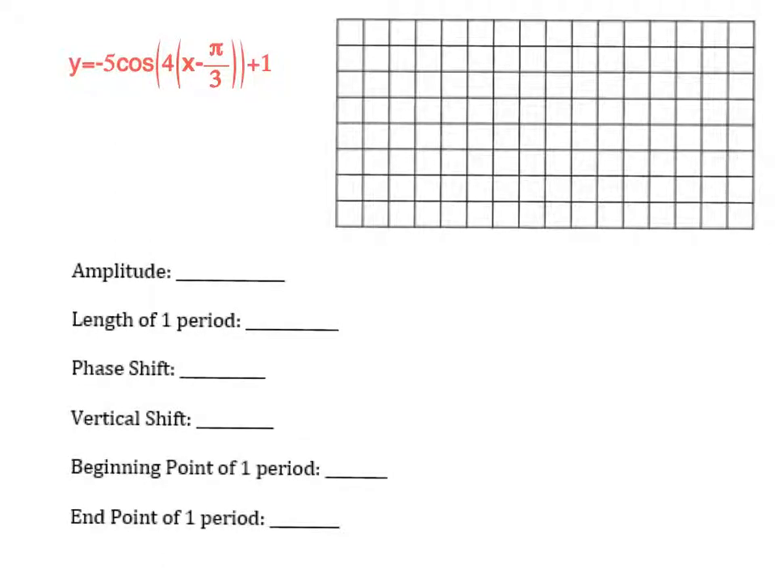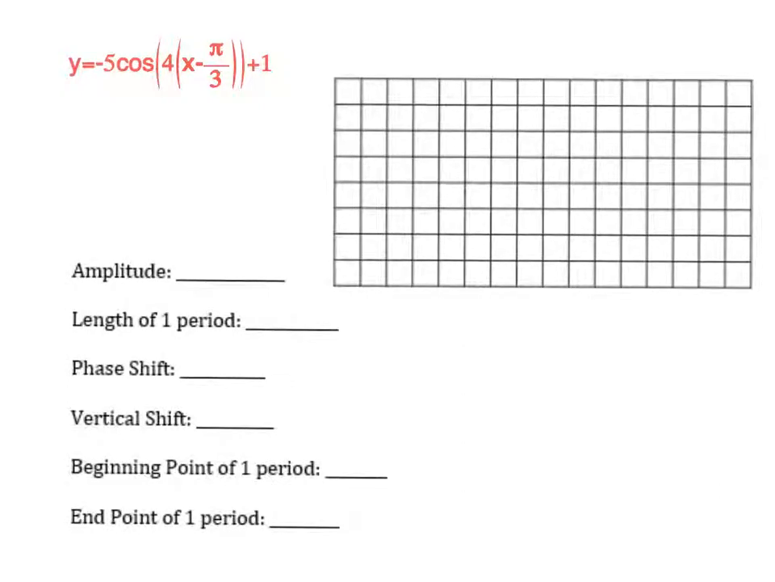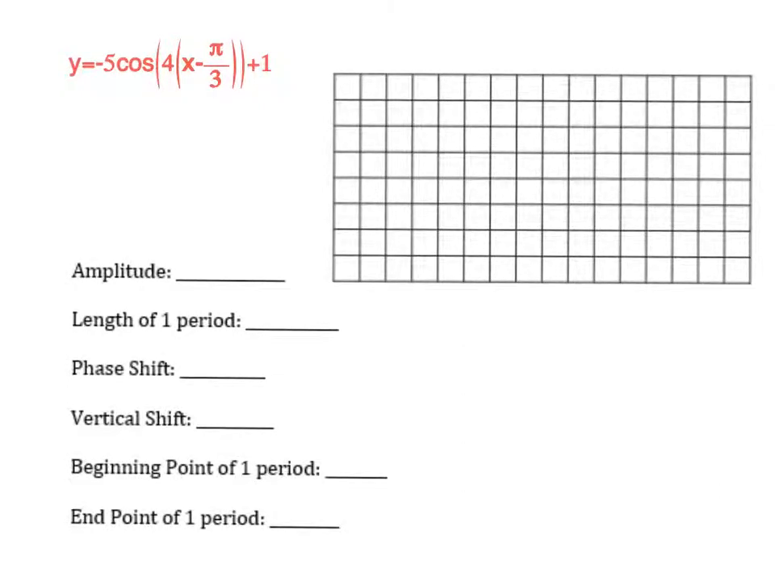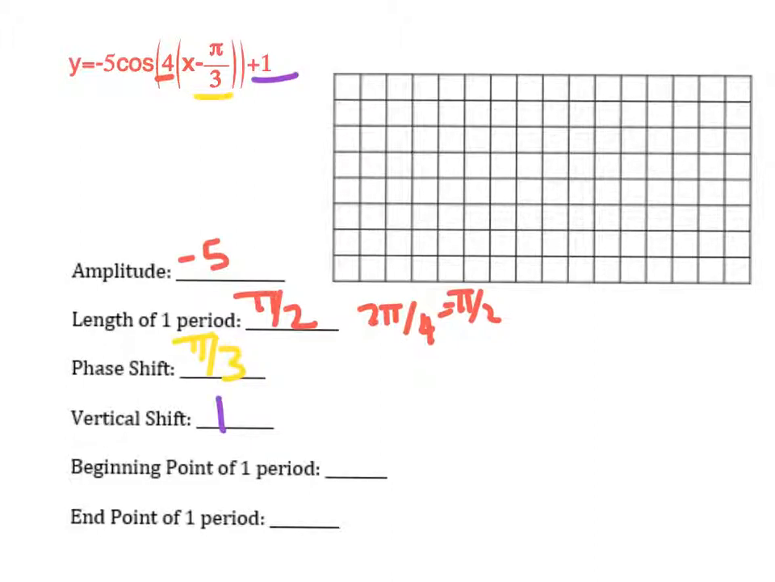Next equation, -5 cosine of 4 times (x minus 3) plus 1. Actually, let me erase that. Let me move this down a little bit because we're going to need some more space. Okay, my amplitude is -5. The length of my period is 2 pi over 4, which turns into pi over 2. My phase shift is pi over 3. I'm going 3 to the right. And my vertical shift is 1.